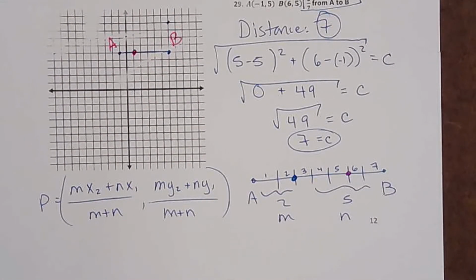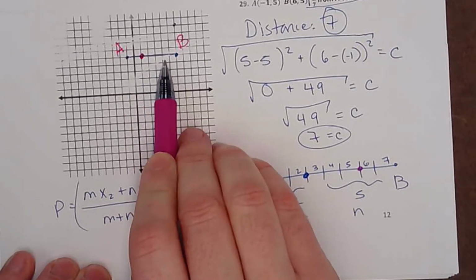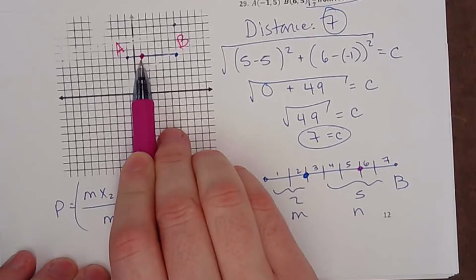Yeah, right? There it is. If you have a straight horizontal line or a straight vertical line, you can just kind of see where it is, right? 2/7 of the way. Here's 7 pieces. 1, 2, 3, 4, 5, 6, 7. 2/7 is here. That's all.